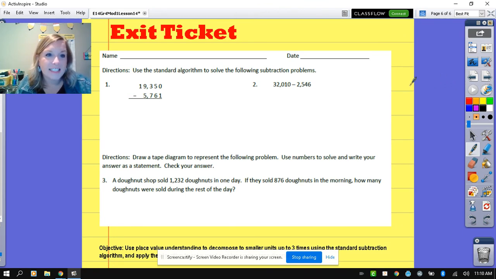Now you're onto your exit ticket. So use the standard algorithm to solve the following subtraction problems. I really advise that you write vertically rather than like this. It's very, very difficult to solve subtraction problems this way, especially when you're borrowing. So solve it with your discs or solve it the standard way, but please do not try to be a mastermind. Otherwise, down here, again, you have a word problem, so make sure you follow the read, draw, write process.